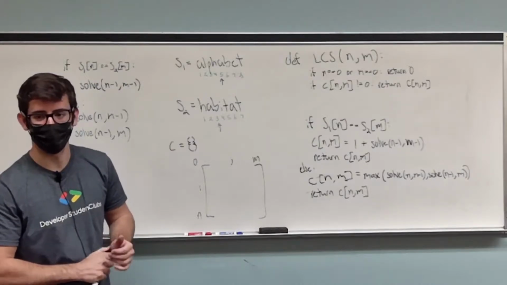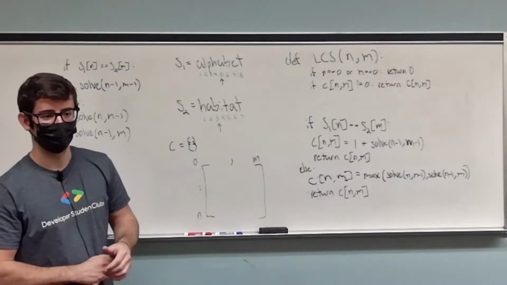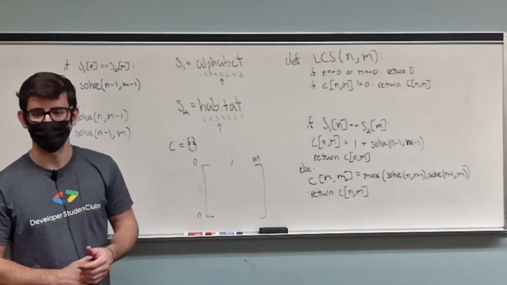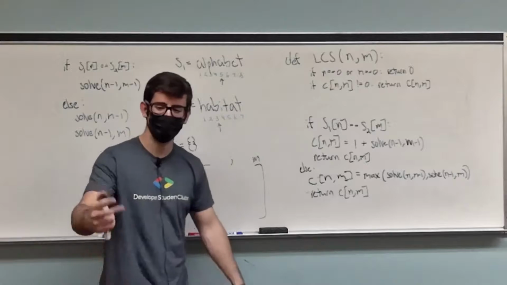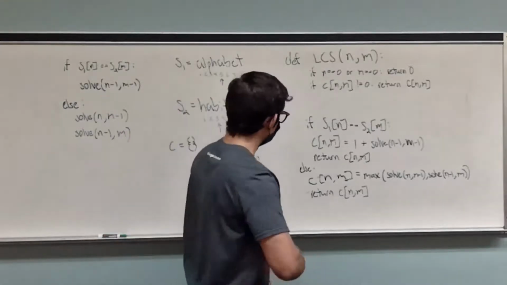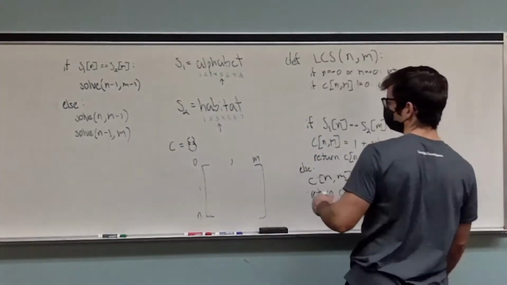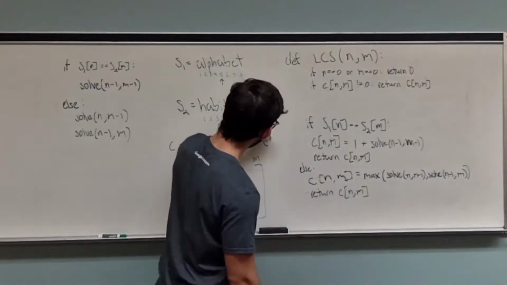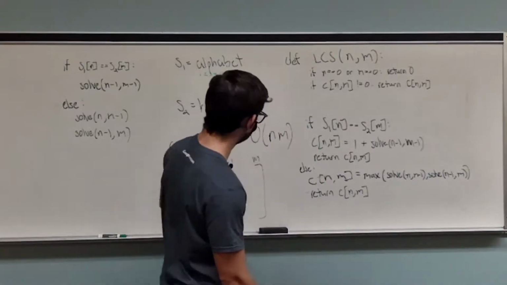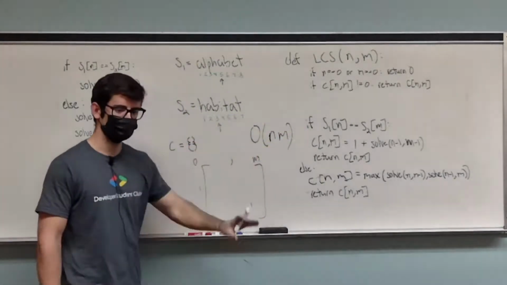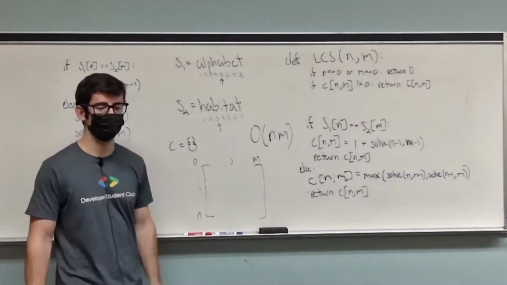Almost. Almost, okay. I think it's pretty good. Okay, it is pretty good. And yeah, almost. So the big O notation of this is n times m, which is good, which is what we want. So this is an acceptable solution.